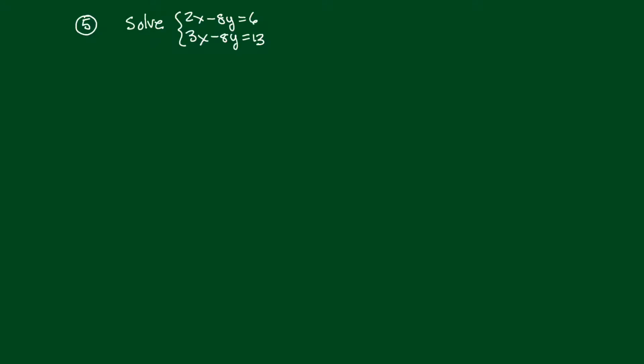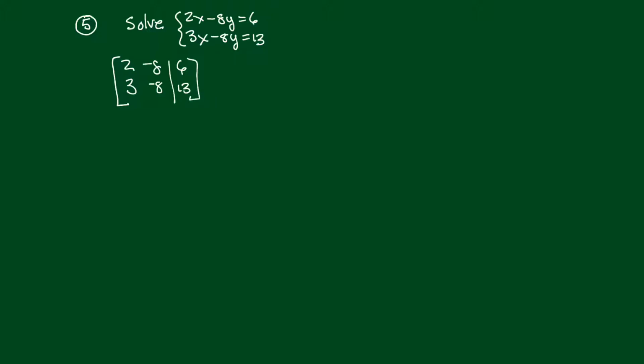In this problem 5, we've got a system of two linear equations and two variables that we are going to solve using the method of matrices. So let's first start by putting this system into the augmented matrix. Now I'm just going to read down the columns: 2, 3, then -8, -8, and then 6 and 13.